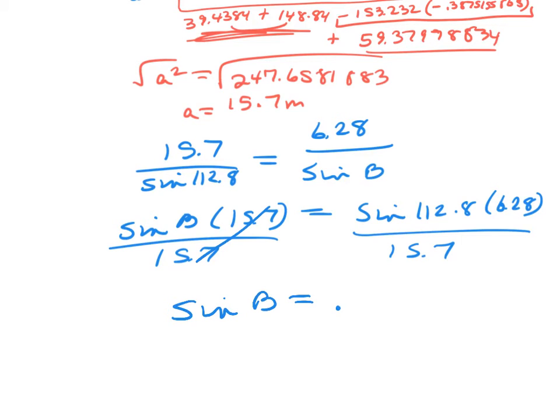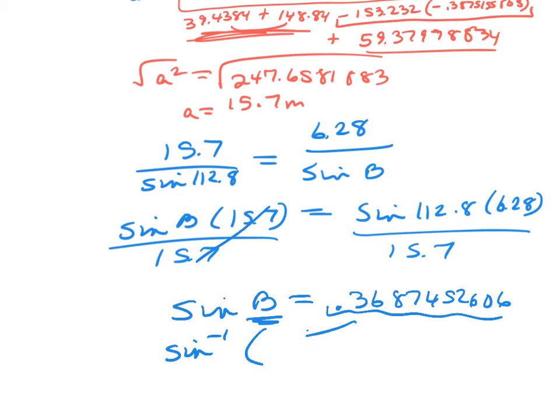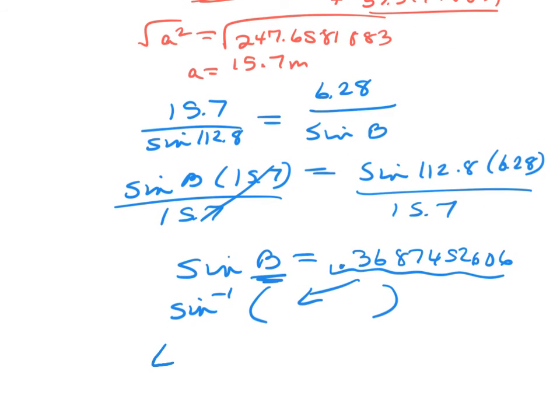And I end up getting 0.3687452606. Remember, we're looking for an angle, so we're going to be doing sine -1 of this. So I'll put it in here, second sine, second answer, so I don't have to retype it. And angle B is approximately equal to 21.6 degrees.